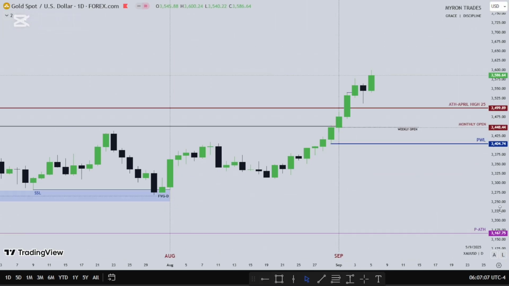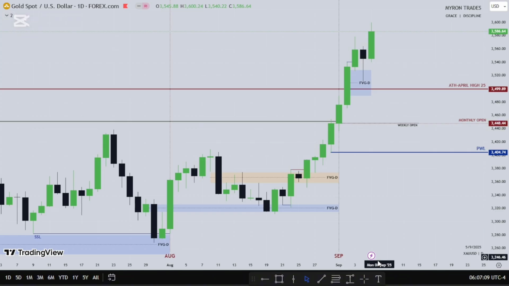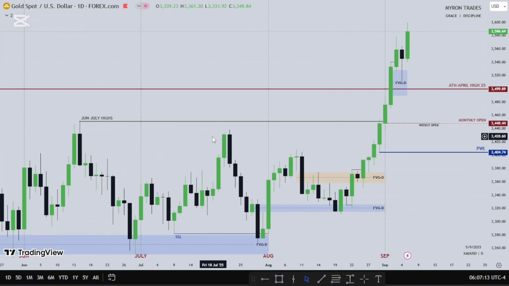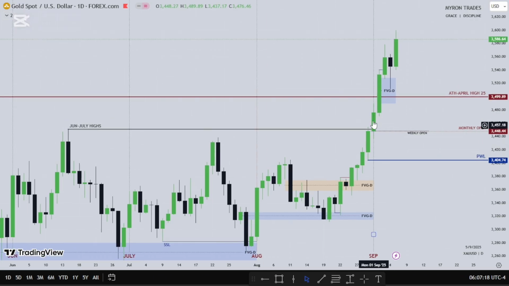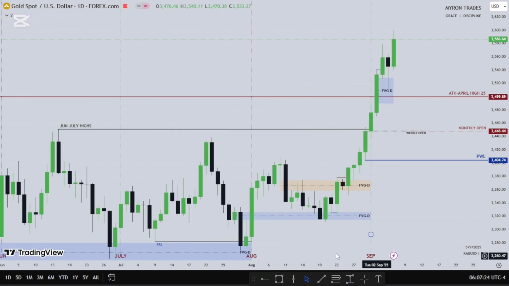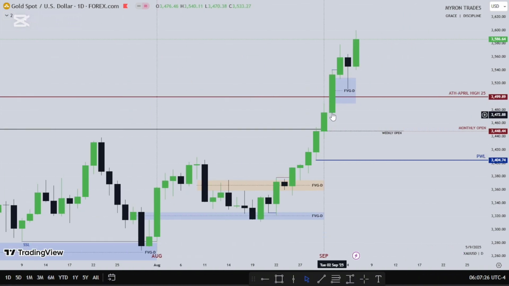So gold was the star of the week. I'm not even going to lie about that. So gold, after taking out July highs, June highs, we see gold open up September with a bullish strong candle with all-time highs pretty close by. Then we see gold violently take out all-time highs, right? Aggressively on Tuesday. Then we see Wednesday trade higher.